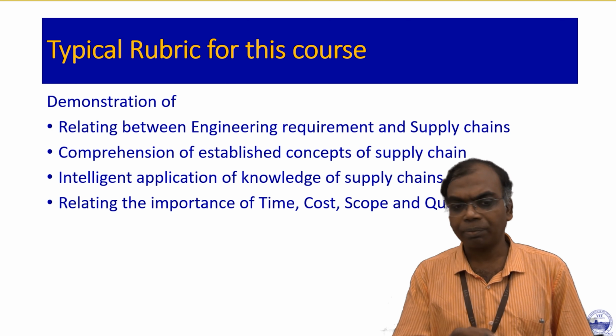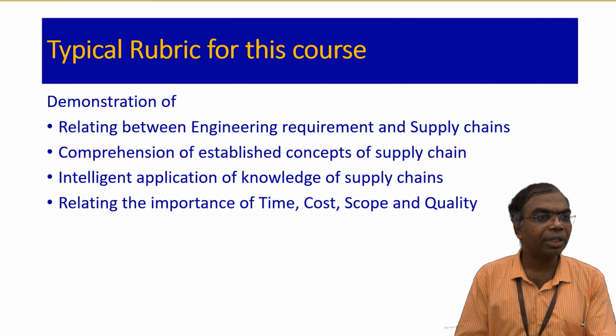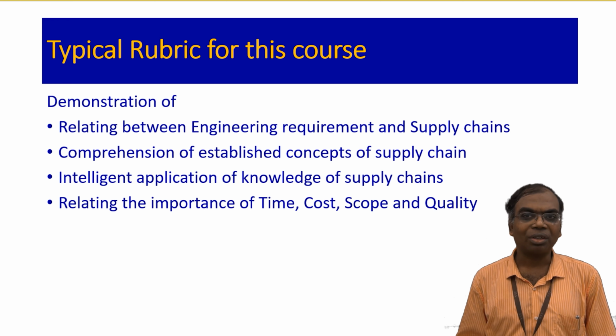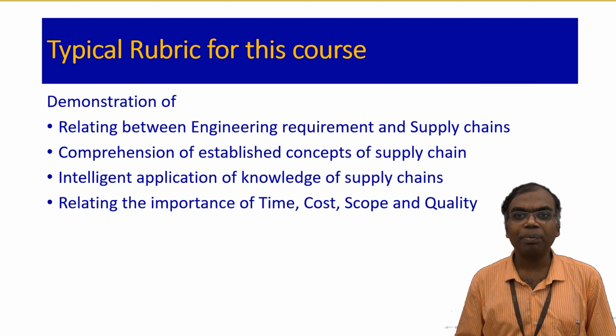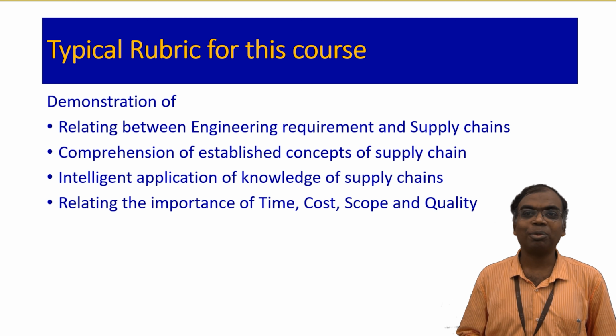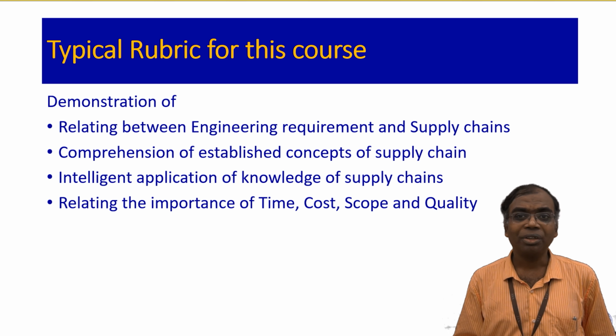Okay, so we need to relate certain very key concepts: time, cost, scope, and at the end of the day, quality. Time is when you need something to be brought into your site. Then there is also the cost. Cost is the amount you pay for getting a service or product. Then the scope: what is to be supplied, when is it to be supplied, and how, whether a package is to be gift wrapped or something like that.